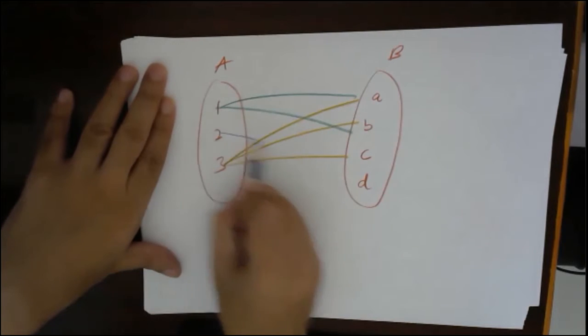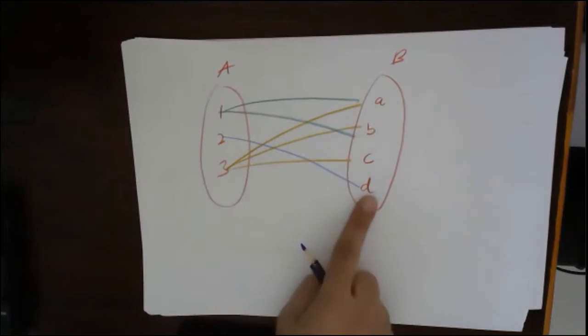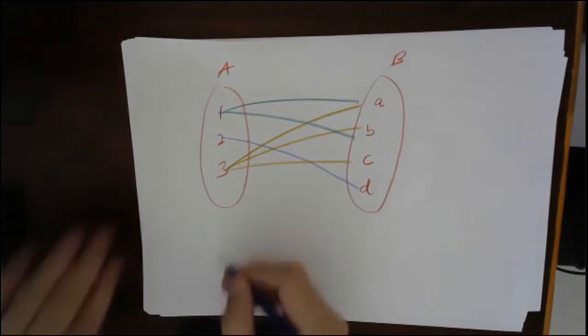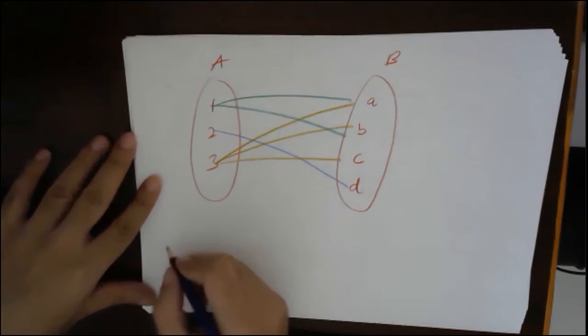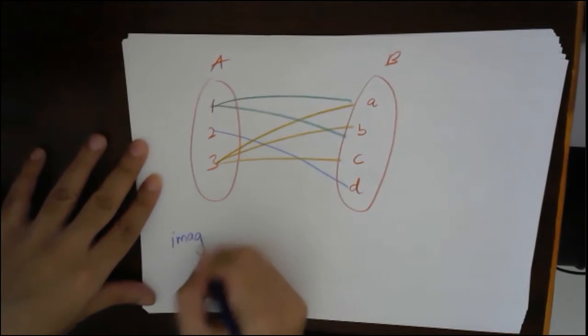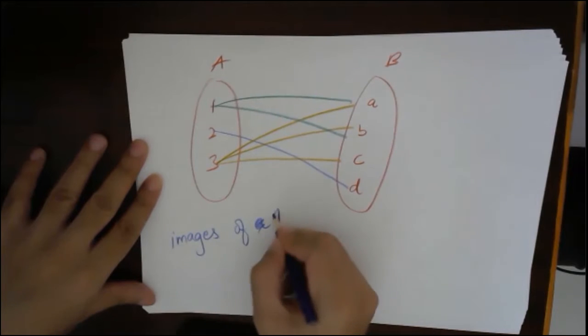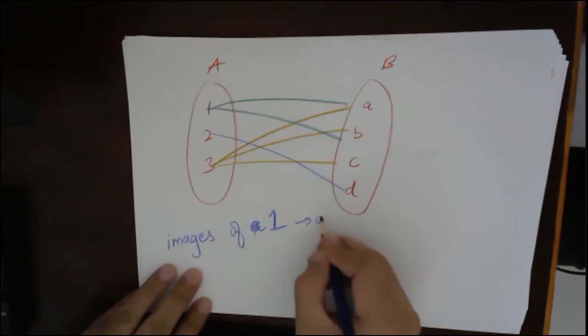And like this. Okay, fine. So 2 is linked with D, 3 is linked with A, B, C, and 1 is linked with A and B. Okay. So tell me what will be the images of 1? A and B. A comma B.